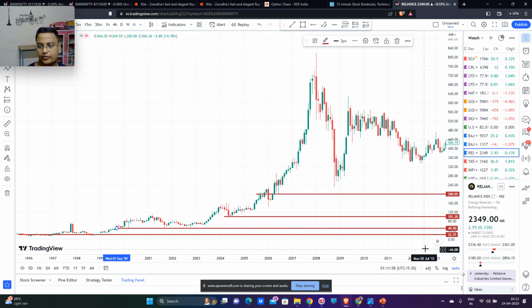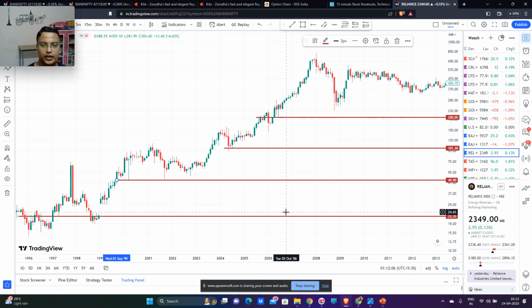Whenever the price of a stock or a commodity, anything which you are trading, goes up by 100% or more, then we use the logarithm scale. So we get a proportionate view, a more congruent view.